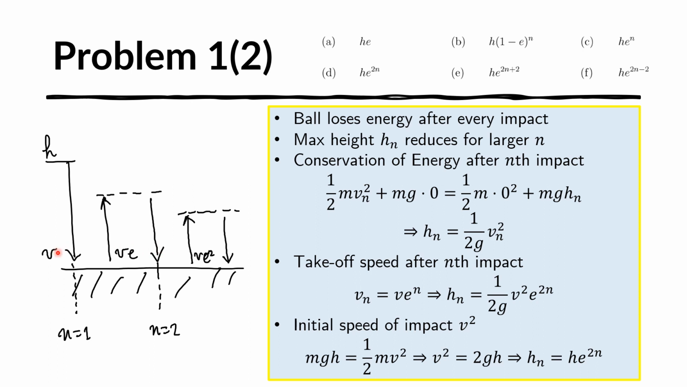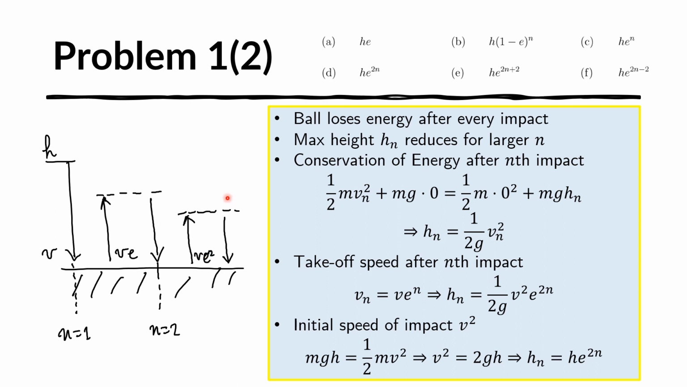And the problem states that the coefficient of restitution is E. So if we start with a speed v right before the collision, after the collision, that speed will be reduced to v times E. And so after the next collision, the speed will also be reduced to the previous speed times E. And you see the pattern.